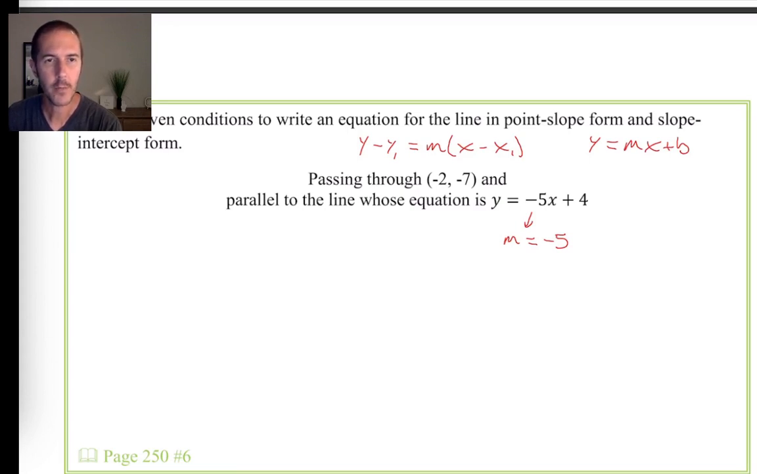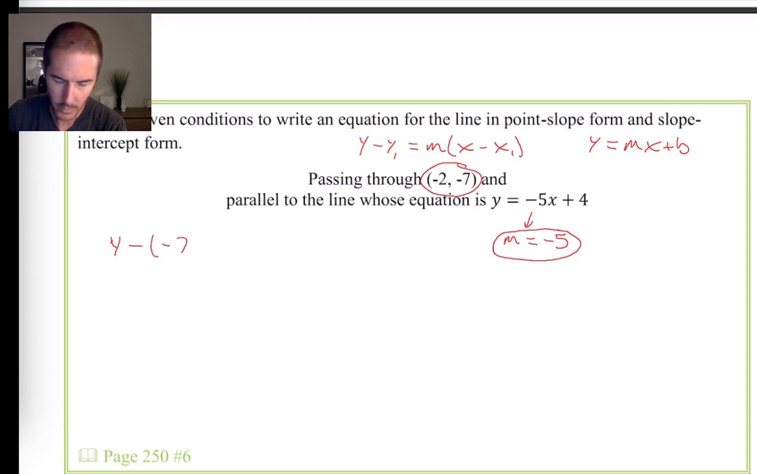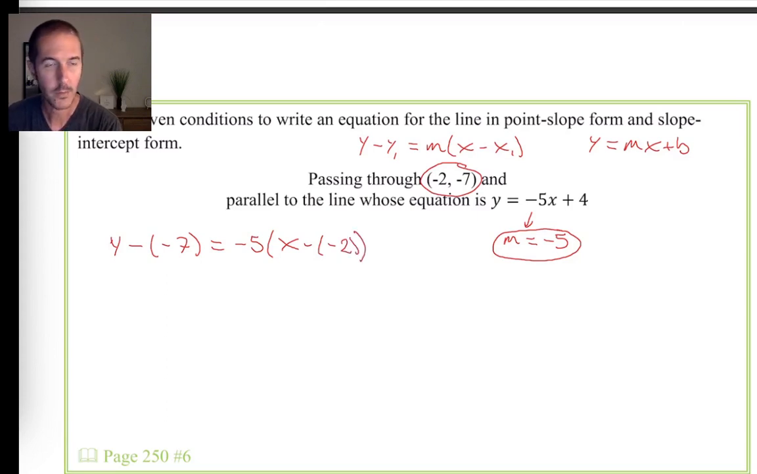Let's take the given information now, the point that we were given, and the slope that we were sort of covertly given, and plug those into point-slope form. So we have y minus our y1 value, which is -7, and I put it in parentheses just to make sure that we account for the double negative as we clean it up, is equal to, our slope is -5 times x minus our x1 value, which is -2. And then we'll clean this up and present that as the first part of our answer.